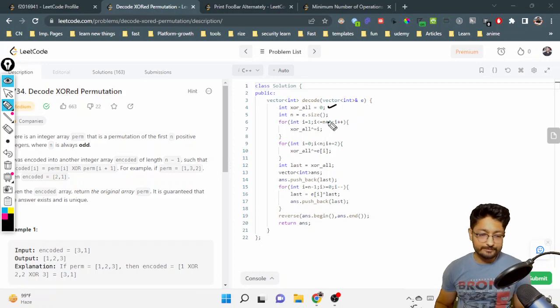So I will iterate over all of them, and just do an XOR of all these numbers. So I have now got the XOR of all the n numbers that I actually want.